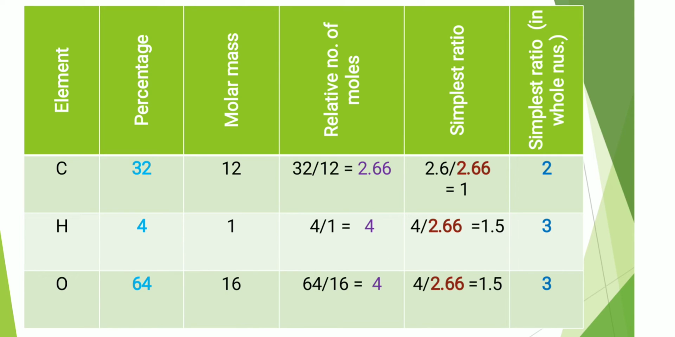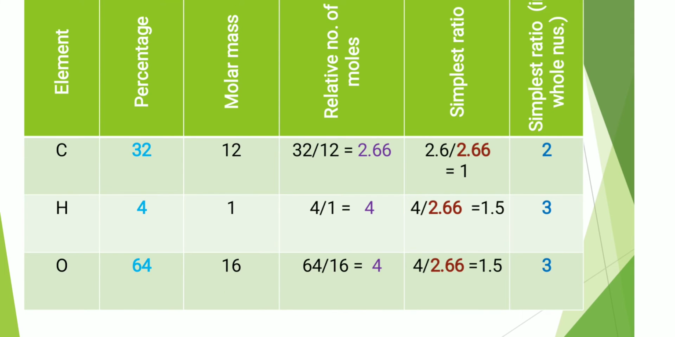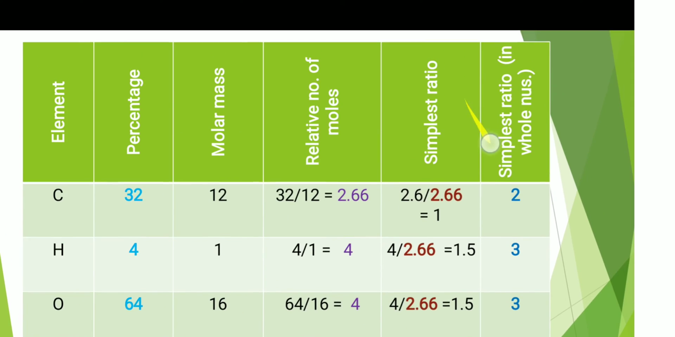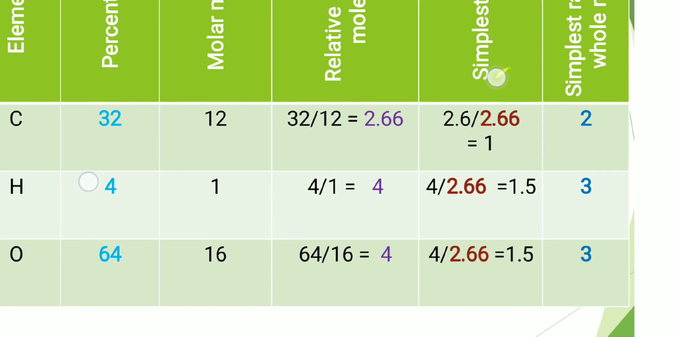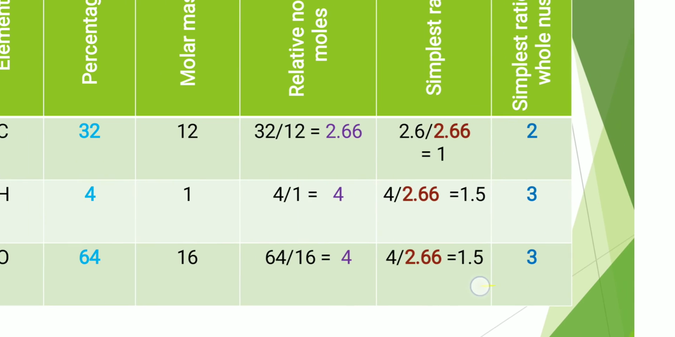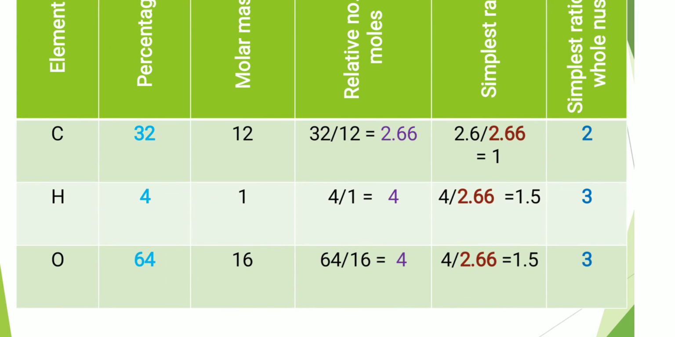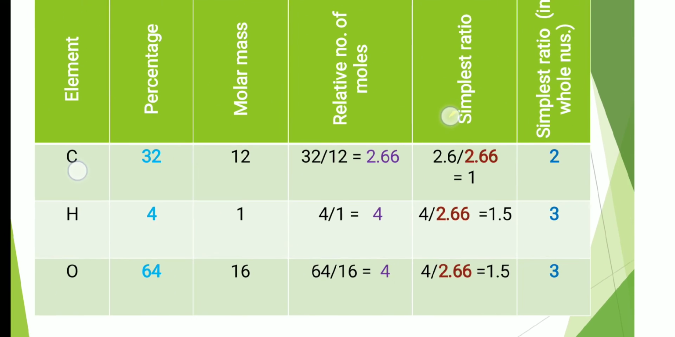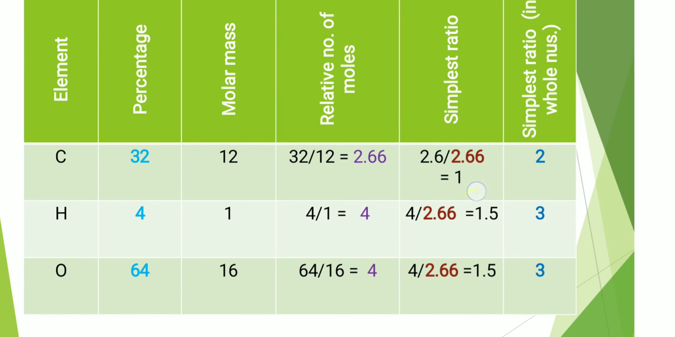Then for hydrogen, we know the relative number of moles is 4. So 4 divided by 2.66 is 1.5. Then for oxygen, we already know the relative number of moles is 4. What is the simplest ratio? 4 divided by 2.66 is 1.5. Now we have calculated the simplest ratio for carbon, hydrogen and oxygen.